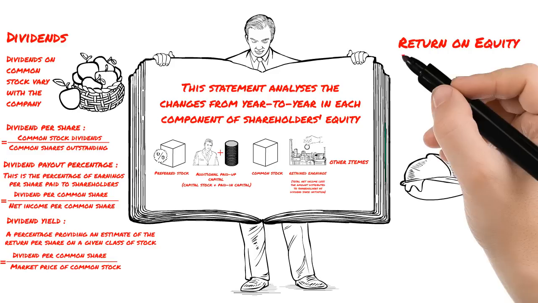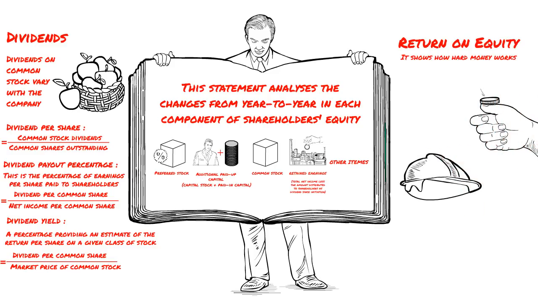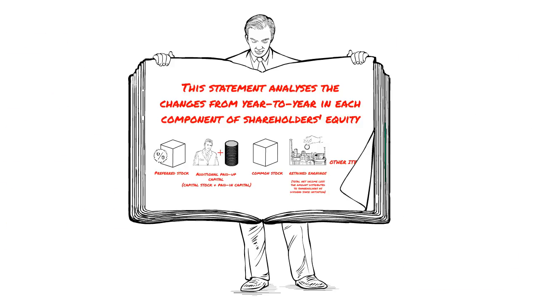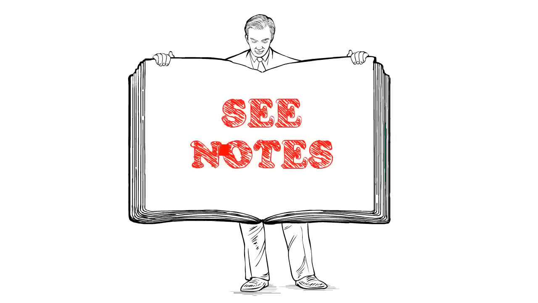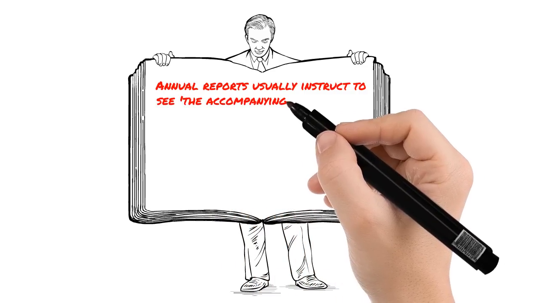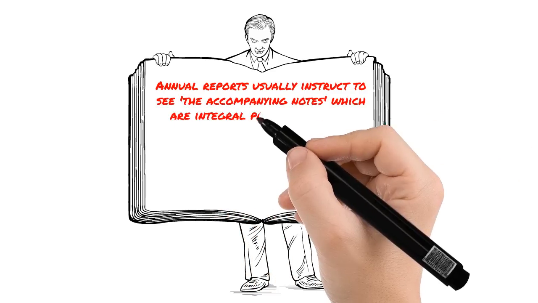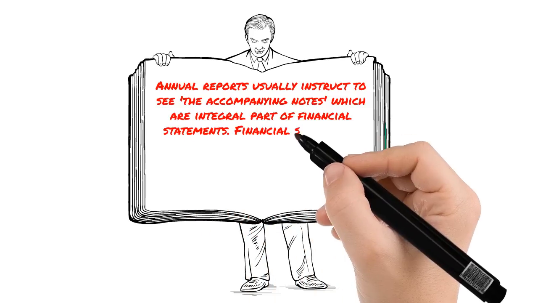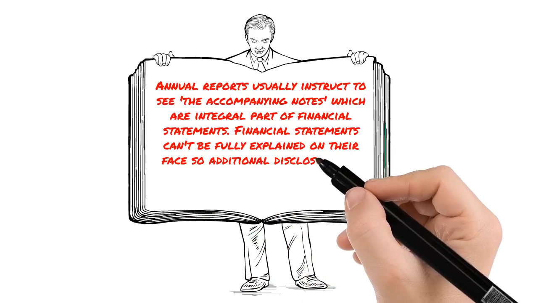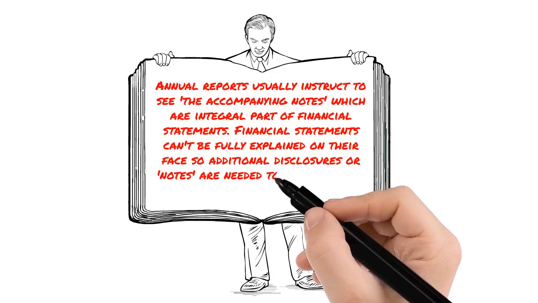Return on equity shows how hard money works. Formula equals net income less preferred stock dividend divided by average stockholders' equity less preferred stock value. See notes. Annual reports usually instruct us to see the accompanying notes, which are an integral part of the financial statements. Financial statements can't be fully explained on their face, so additional disclosures or notes are needed to explain.